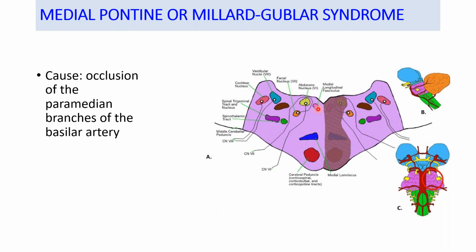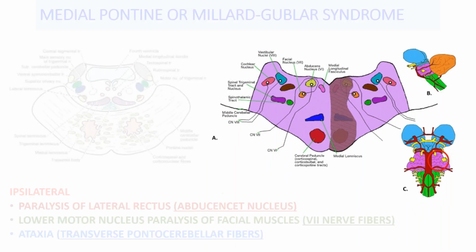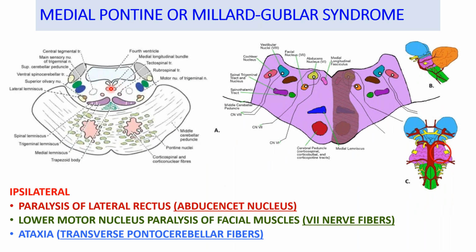So what will be the effect? Try to see the nuclei that could be involved at this particular level with the knowledge that we have. If we compare this area with the picture that we had seen, the structures involved are the abducent nucleus, the facial nucleus, and the transverse pontocerebellar fibers. Because of the abducent nucleus, which supplies the extraocular muscle, the lateral rectus, there will be paralysis of the lateral rectus muscle. If the facial nerve is involved, there will be a lower motor neuron paralysis of the facial muscles.